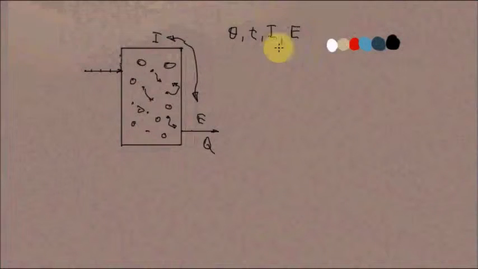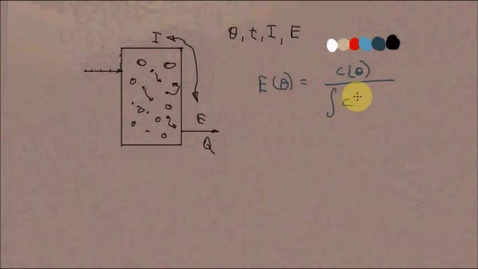So we now have a nice easy way to estimate E of theta. We said E of theta we can get just by doing a simple tracer experiment. We measure at the exit point the concentration as it varies with time, and we can just divide that by the area under that curve. So that's how we get E of theta.